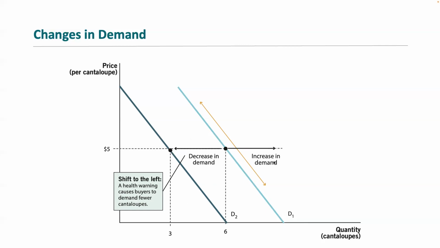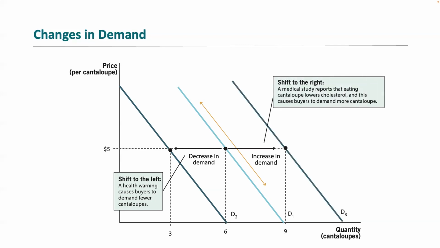Now, let's look at an increase in demand. Say that rather than it being something negative, a new medical study concludes that eating cantaloupes actually lowers your cholesterol and it's really healthy for you. In this case, more people are going to want cantaloupes regardless of that price. So you can see here, that curve jumps to the right. There's an increase in demand. And now at $5, there's actually 9 people that are willing to pay for these.